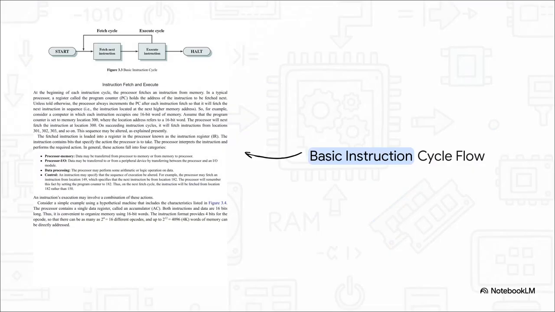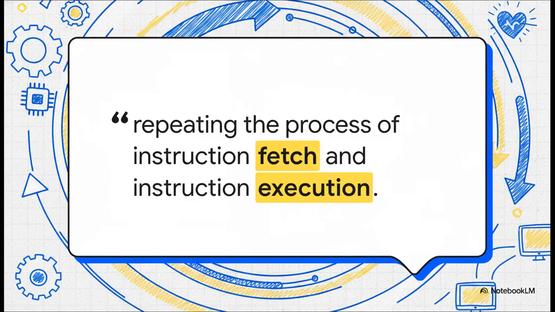Using that program counter we just talked about, the processor fetches the instruction. Then it immediately moves into the execute cycle to perform the action. And then it loops right back around. Fetch, execute, over and over until the program finally halts. I want to emphasize a quote directly from our source text here. Program execution consists of repeating the process of instruction fetch and instruction execution. It's almost hard to believe for sure, but this simple, relentless cycle is the true magic engine behind every single software application running on your devices right now.